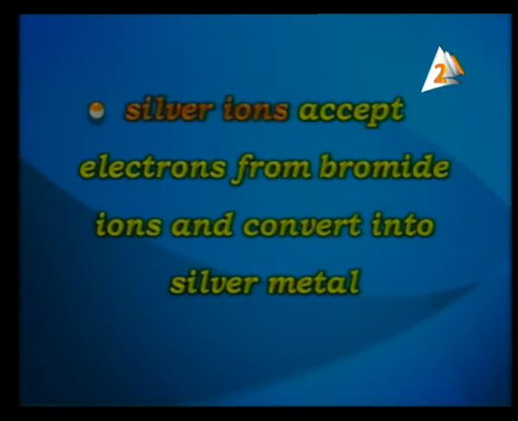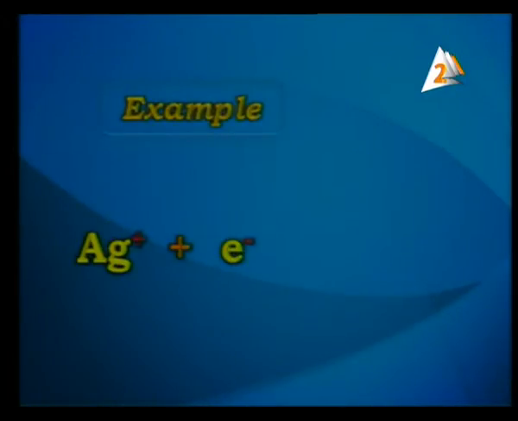This is a type of reaction by the effect of light. So we have another thing about the effect of light. Here we have an example, about silver bromide. Silver, Ag positive plus electron negative. I ask, is this reaction stopped? I think no. What happened after that?